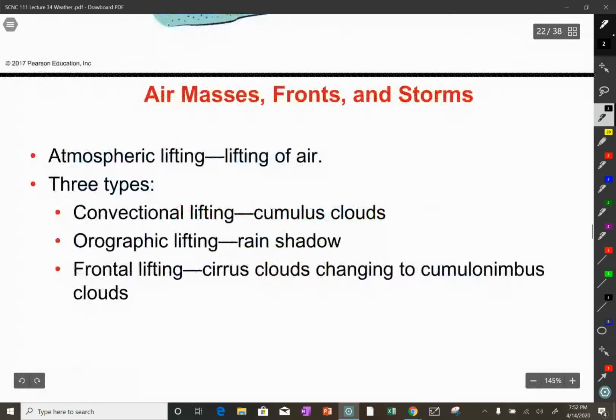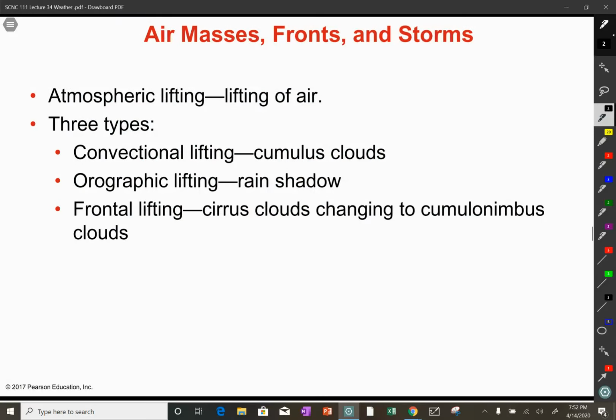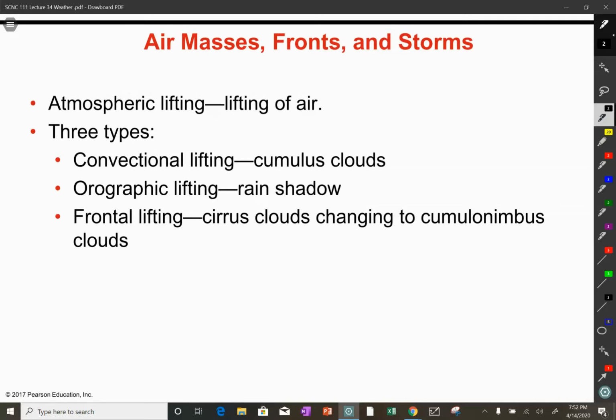Now, air masses and fronts, basically the lifting of an air mass that contains moisture is what's going to cause a lot of our clouds and what we see as weather patterns. So there's 3 types of lifting. You have convectional lifting. When we studied heat, we had 3 forms of heat. We had conduction, that was direct contact.